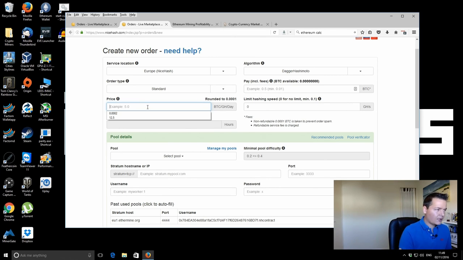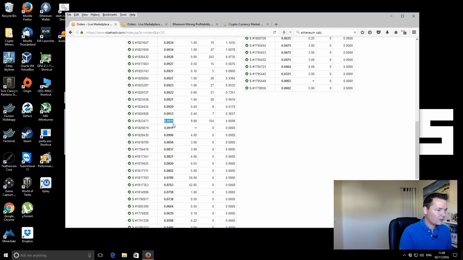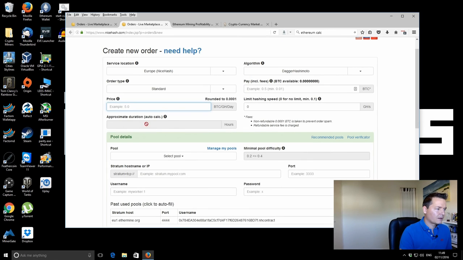The price we had was the cheapest price, so we want to go in at just one more so we can get in there. I'm just going to copy and paste that. So we're going to go 0.0912 Bitcoins. That is the price per gigahash per day. Then just make sure the algorithm is set to exactly which coin you want to mine, which is currently set correctly for us.